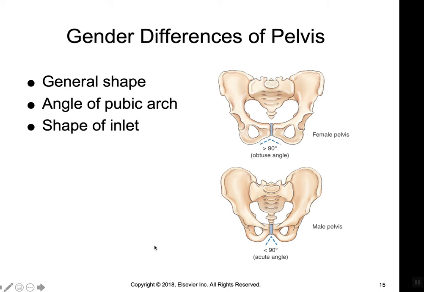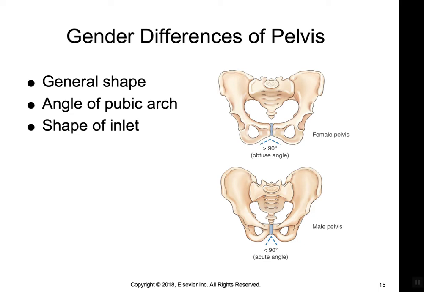Then you have your gender differences of the pelvis. You can tell on any radiograph, like I always tell people, you should automatically look for things that you can point out very easily to tell what is a male, what is a female, what's right, what's left. And three of those differences are the general shape of the pelvis, the angle of the pubic arch, and the shape of the inlet.